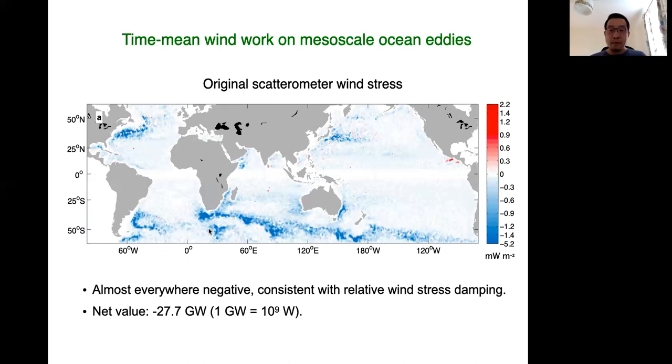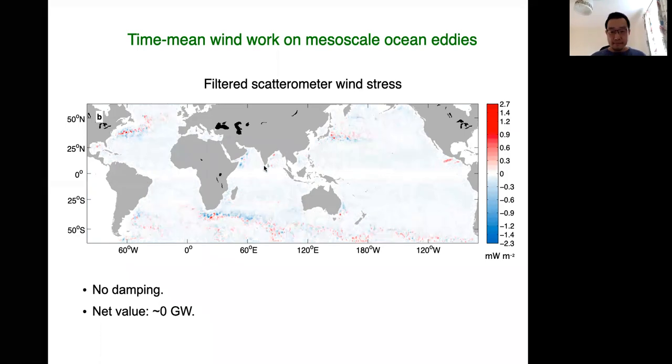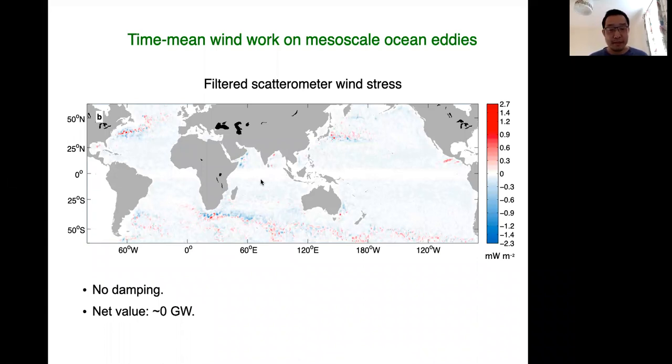So this is from the original scatterometer wind stress, which includes relative wind stress damping. And this is from the filtered wind stress calculation. As you can see, that widespread blue is gone. So the damping is gone, and if we integrate over the whole domain, the net value is not so different from 0. So this in some ways highlights that it's relative wind stress that damps eddies.